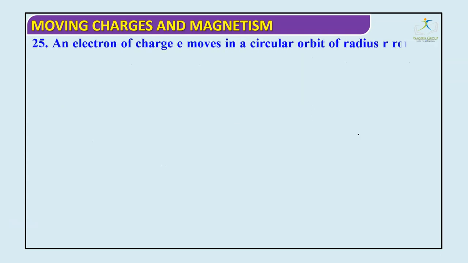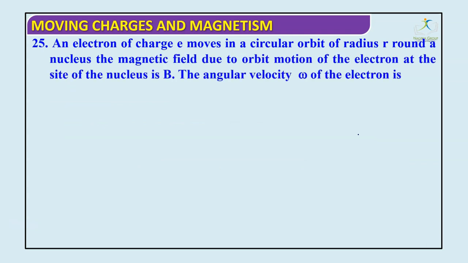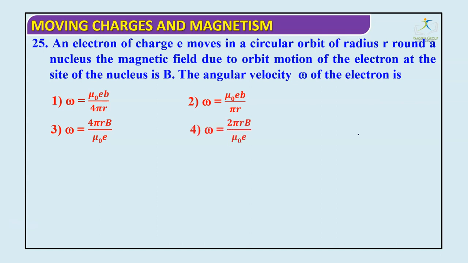Moving ahead, an electron of charge e moves in a circular orbit of radius r around the nucleus. The magnetic field due to the orbital motion of the electron at the site of the nucleus is B. The angular velocity omega of the electron is: omega equals mu naught e B divided by 4 pi r; omega equals mu naught e B divided by pi r; omega equals 4 pi r B divided by mu naught e; and omega equals 2 pi r B divided by mu naught e. The correct answer for this question is option 3.